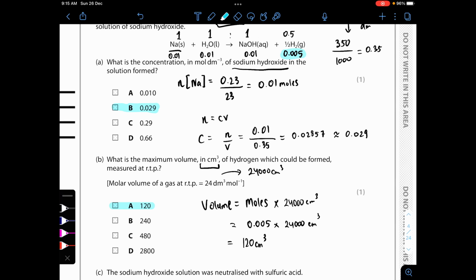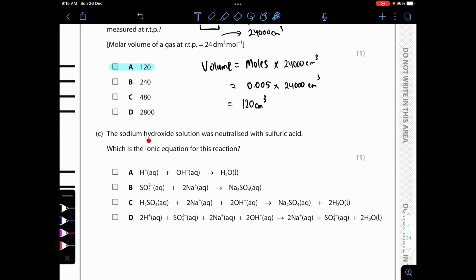Alright, so let's move on to part C. Part C says sodium hydroxide solution was neutralized with sulfuric acid. Which is the ionic equation for this reaction? And this is actually a trick question. If you remember, acid plus base equals salt plus water. And we know that the ionic equation for these reactions is always H plus plus OH minus gives us H2O. So all of these are irrelevant, and the only one we care about is A. It's a trick question. It'll save time if you know the trick. So for all neutralization reactions, this is the ionic equation.